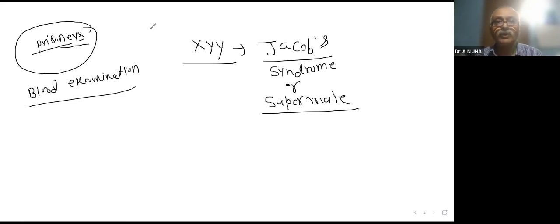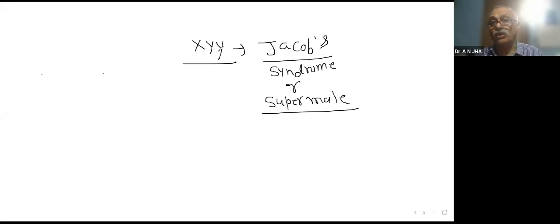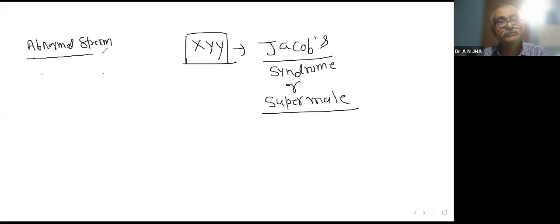Now let us come to the point of how it could be developed. It cannot develop from the egg at all. If you are students of biology and have studied meiosis, any of you can think how it can develop. See here. It always develops from the abnormal sperm, and abnormal sperm means what? Not with the X.